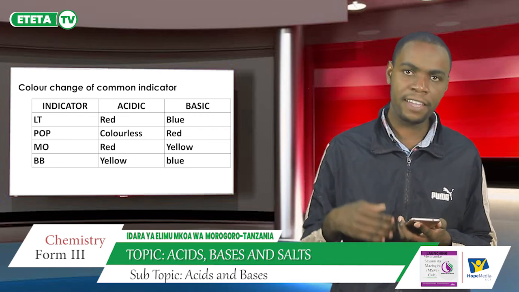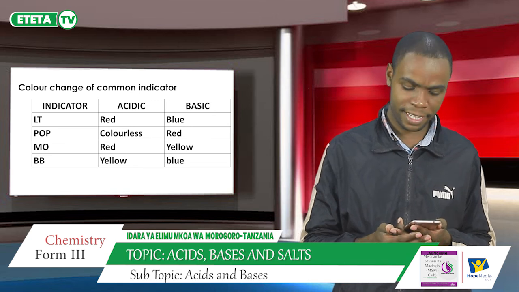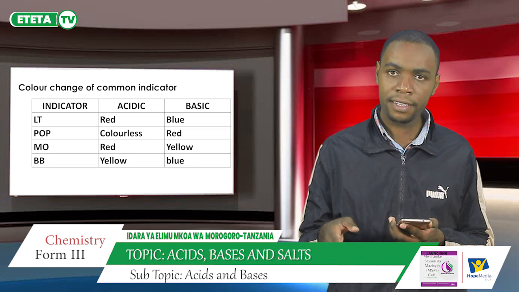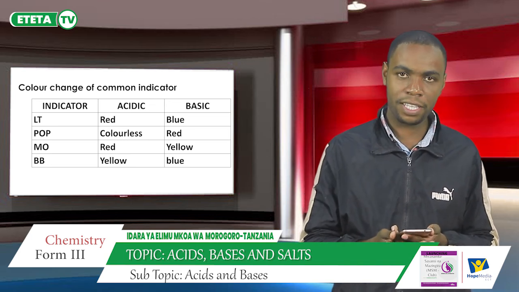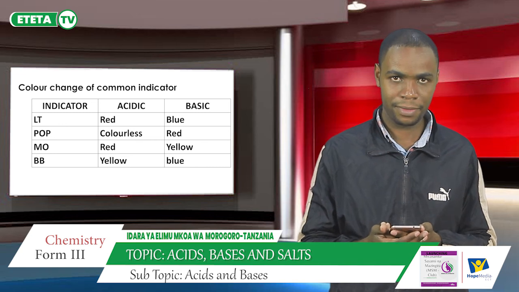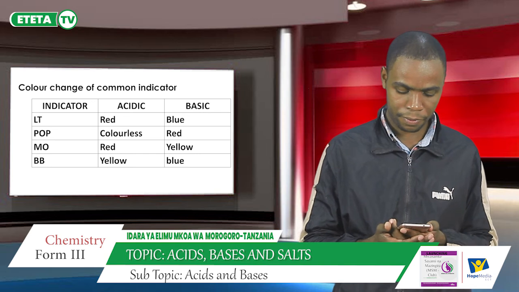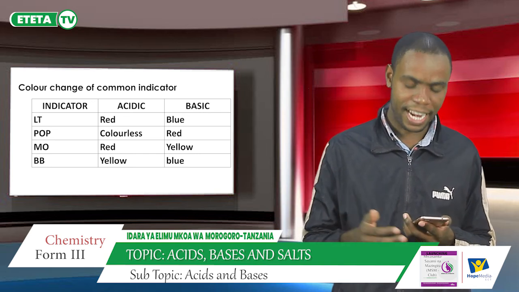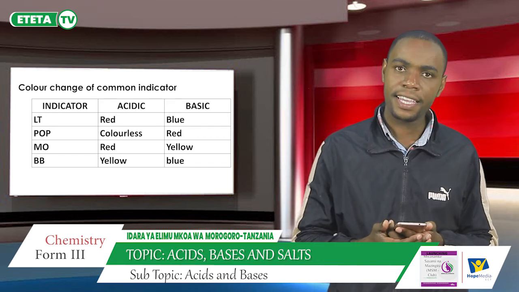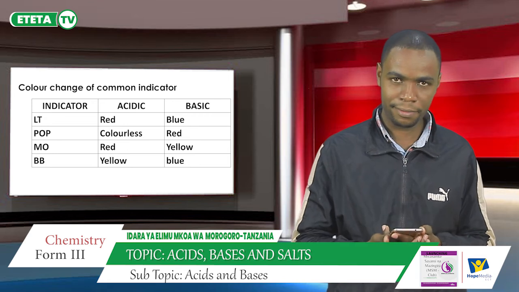Another indicator is the phenolphthalein, POP indicator. When it is in acid, it is colorless, but when it is in base, the color is red. So it is colorless in acid and red in base. Another indicator is methyl orange, MO indicator. When it is in acid, the color is red, but when it is in base, the color is yellow. So red in acid and yellow in base.